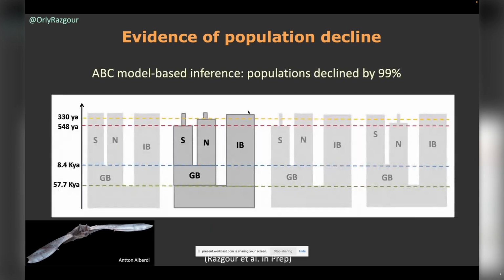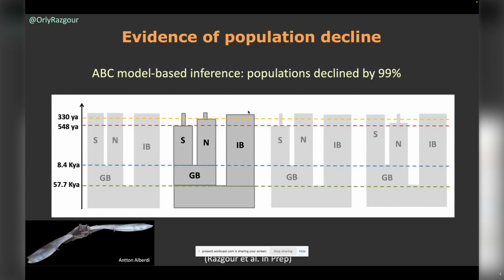In this study, we used approximate Bayesian computation model-based inference of demographic history to study population changes in the barbastel bat in Britain. So we compared different models of population change to a non-model of no change in population size over time. And the model that received the highest support is a model that shows a severe population decline of 99% in both the southern and northern British populations.